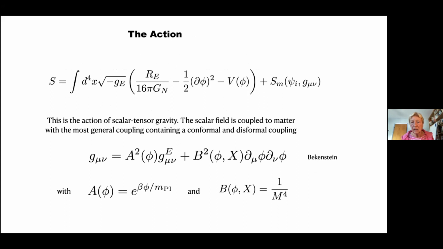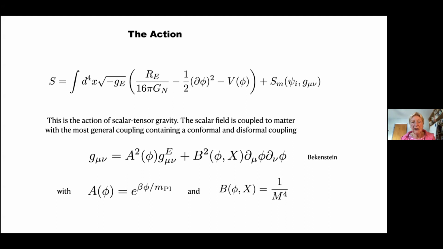So my action, we've got the Einstein-Hilbert term, scalar field, potential, and matter fields. And the scalar field couples to the matter field through the metric here. And when I say matter fields, this is whatever matter is around, like the standard model particles, you and me. So this is the action for scalar tensor gravity.